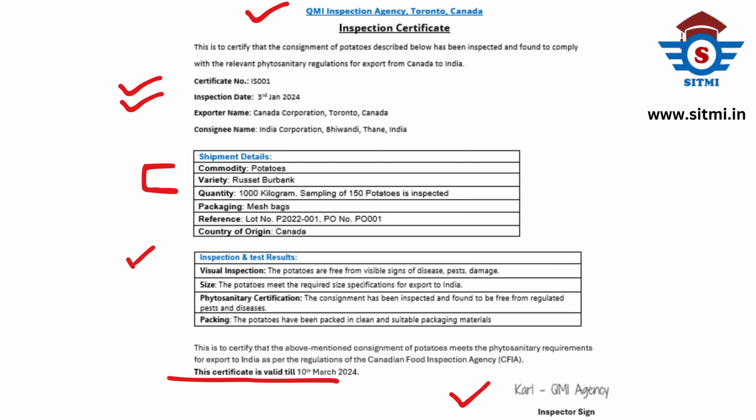The 10th point is a validity period. Some inspection certificates may include a validity period, indicating the duration for which the certificate is considered valid. This ensures that the certification remains relevant and up to date within a specified time frame.